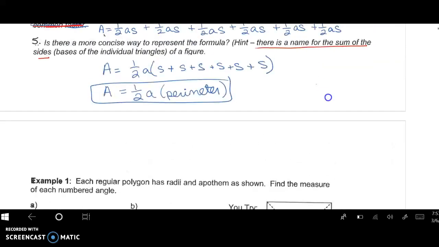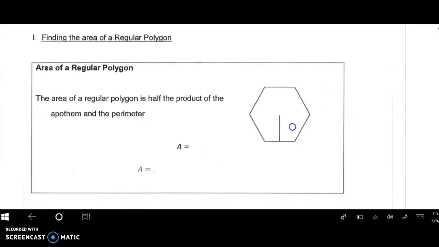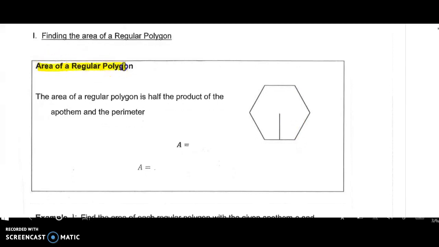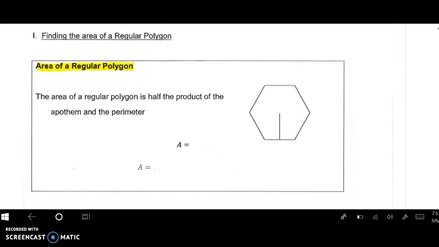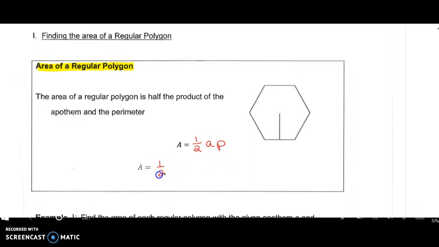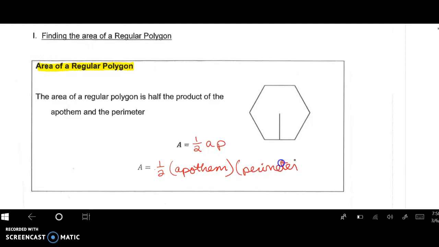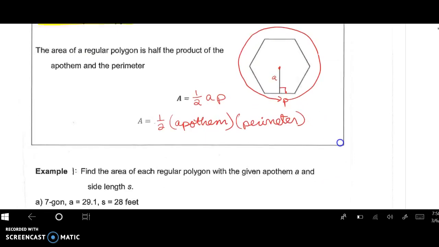So, do we have a box? Here it is. It's on the 3rd page. So the area of a regular polygon is half, because it's 1/2 base times height for the triangles, the apothem times the perimeter. So 1/2 times apothem times perimeter. Apothem is this guy here, coming from the center perpendicular to the side. Perimeter is what all the sides together would be added up to be. And that's the formula, friends.